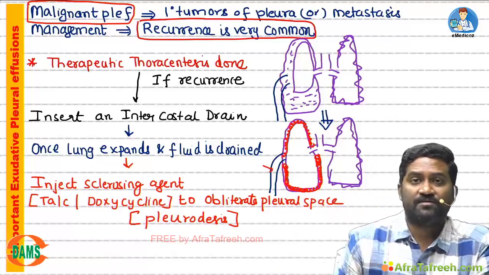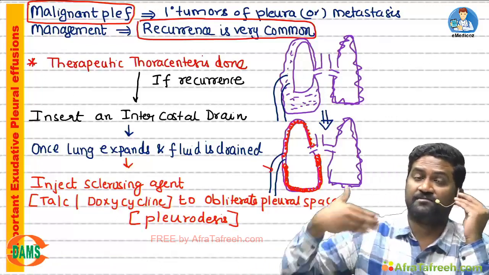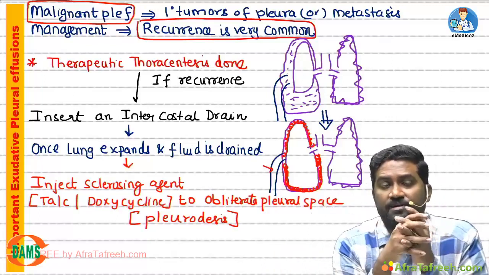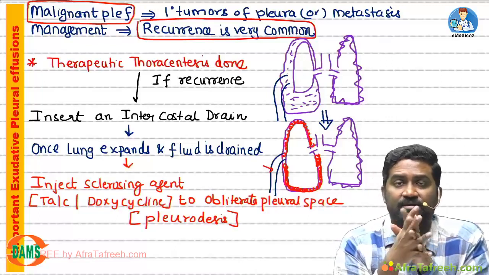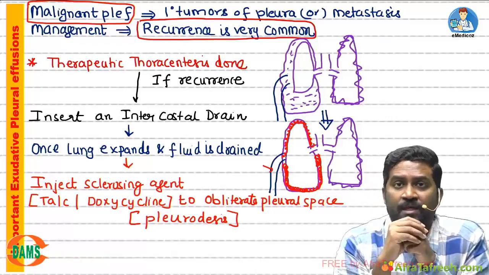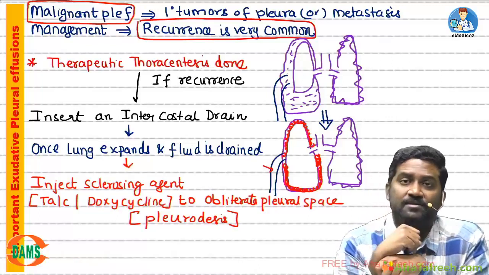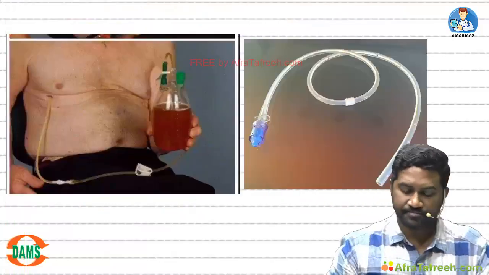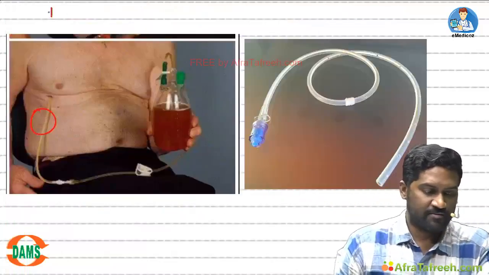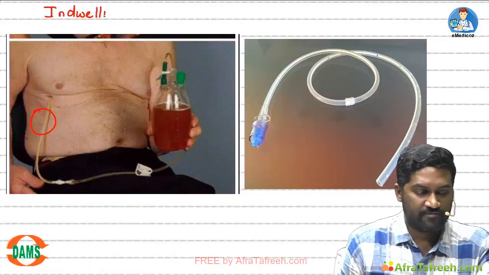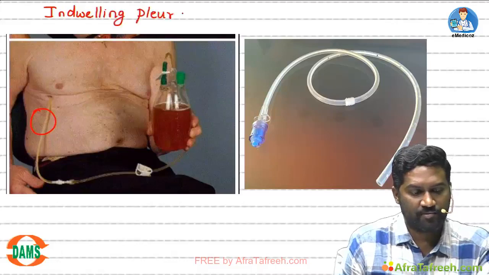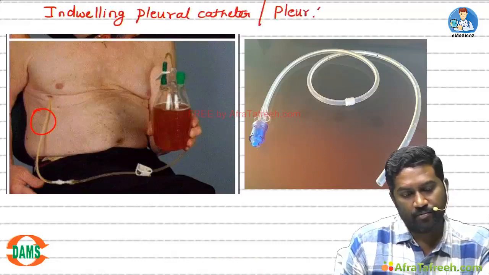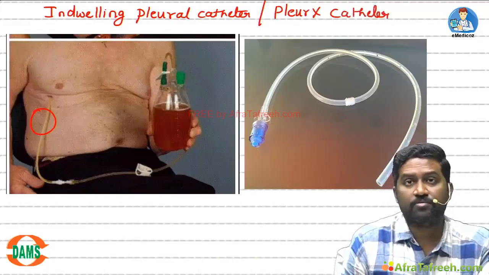As long as the tube is in place, there will be chances of infection going through that tube. So whenever you suspect that there can be a delayed recovery in these patients, nowadays instead of an ICD, we are putting a small flexible tube. This small flexible tube is called an indwelling pleural catheter. You can see here a small flexible silicone tube called an indwelling pleural catheter, also called a Pleurx catheter.